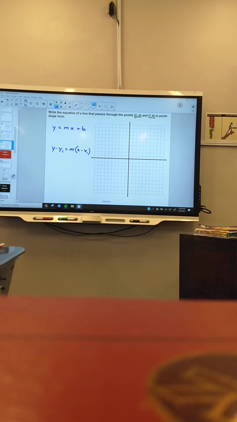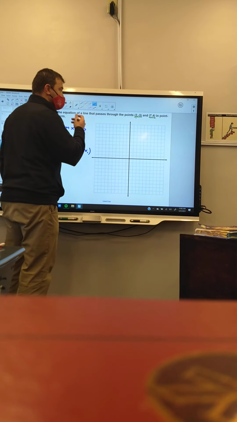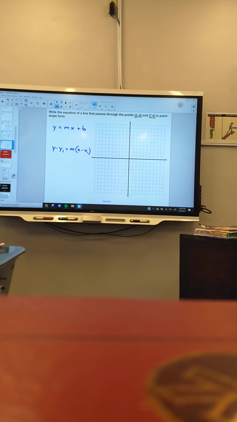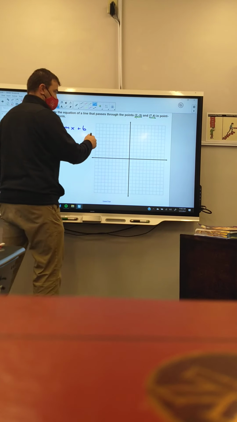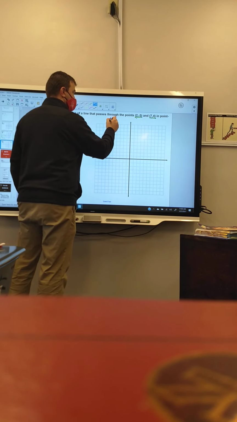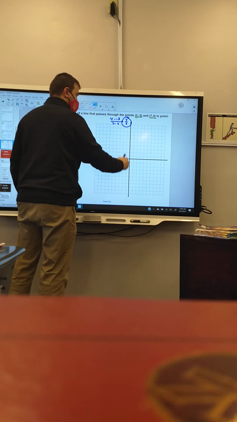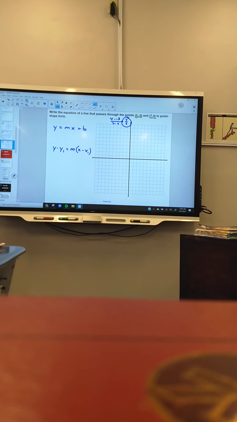Noah, Trevor, how we doing? I got the slope. What's the slope? 7 over 5. How'd you get that? I did 4 minus negative 3, and then underneath that 7 minus 2. 4 minus a negative 3, so change in y over change in x, over 7 minus 2. 7/5. Agreed. That's your slope.